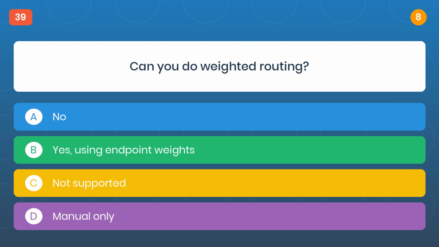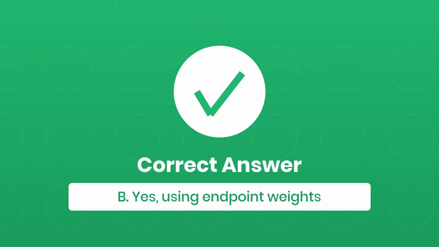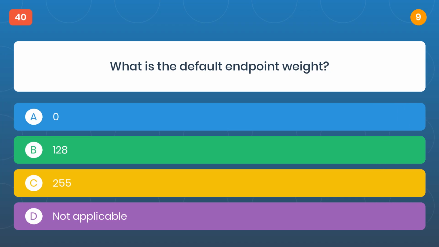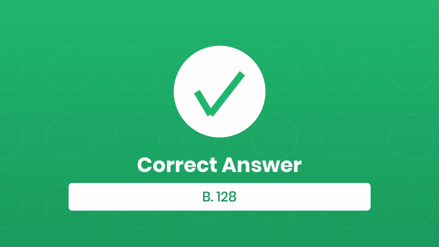Question 39. Can you do weighted routing? The correct answer is B, yes, using endpoint weights. Question 40. What is the default endpoint weight? The correct answer is B, 128.